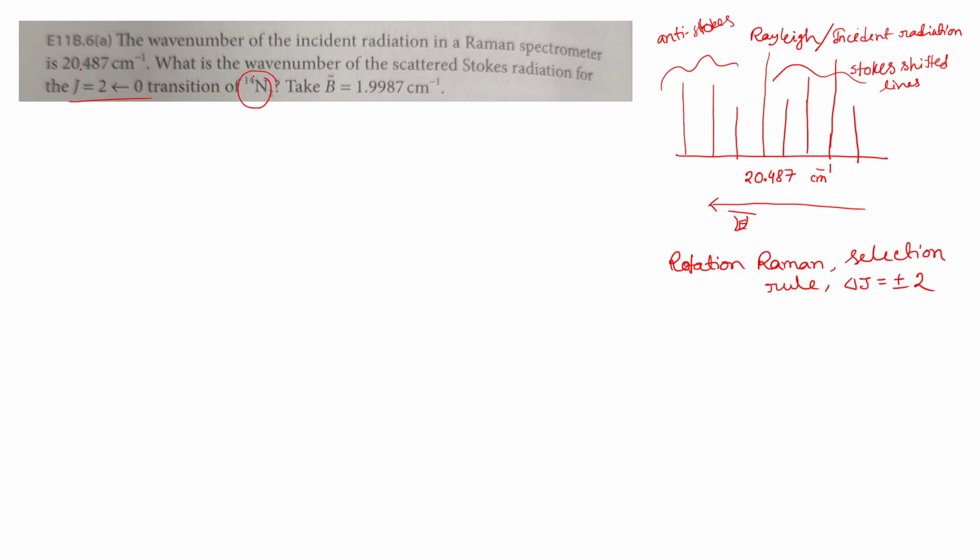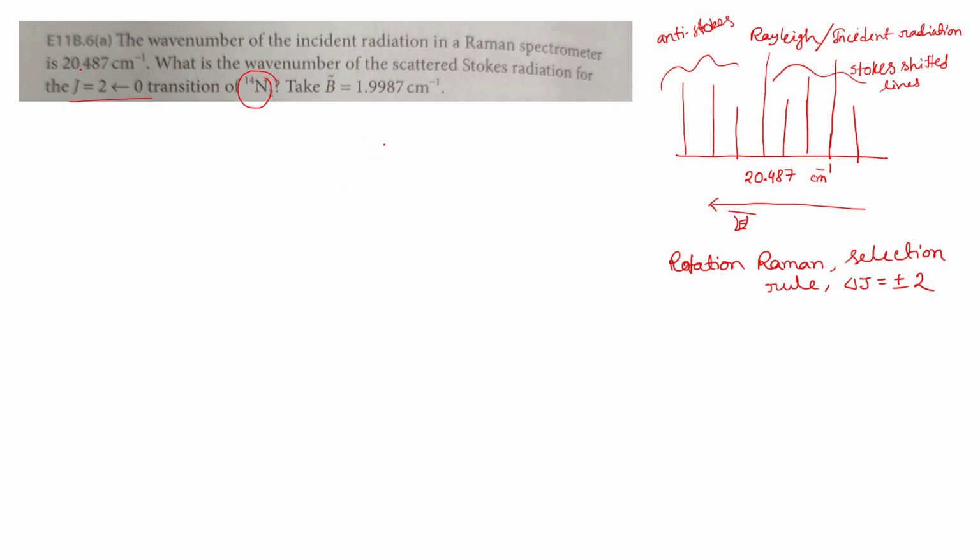Why? See, 14N2 is a homonuclear diatomic molecule. So for this case, the permanent dipole moment is 0, right? So from pure rotational spectroscopy or microwave spectroscopy, you won't be able to get the spectrum; treat it as rotational or microwave inactive. But when you take rotational Raman, then it is a Raman active molecule.